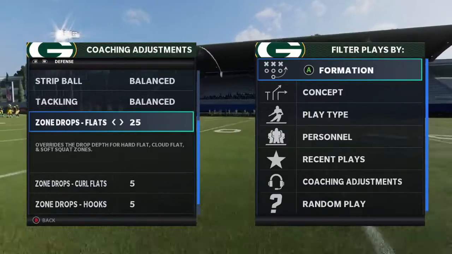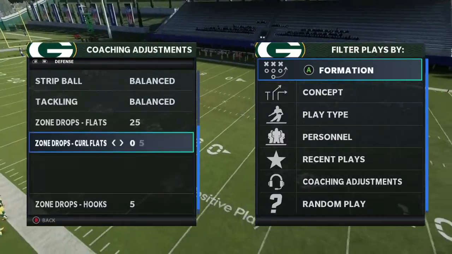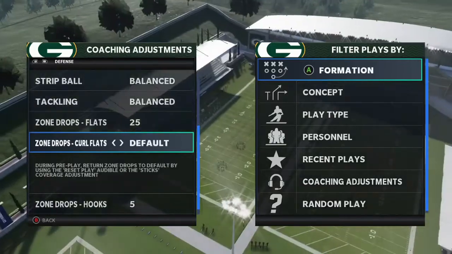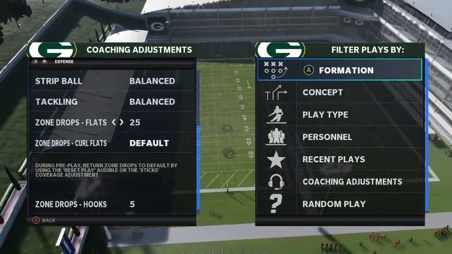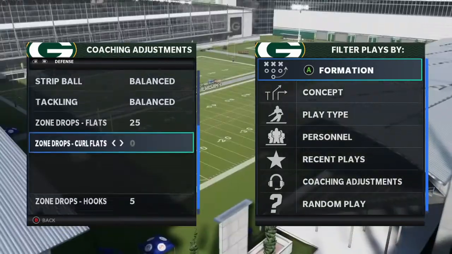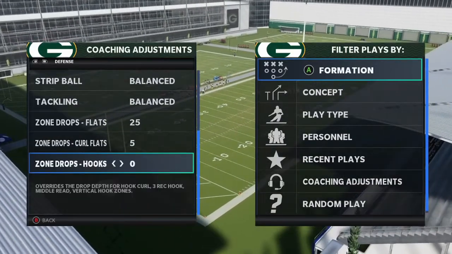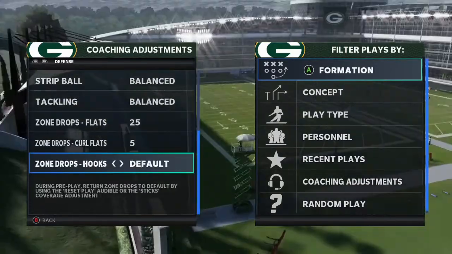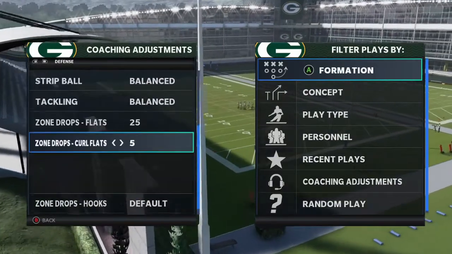Whereas a curl flat, the purple, is going to take its time getting to the sideline. So even if you have your curl flats at 25, you can still get beat to the sideline on a crossing route or a corner route. So put your flats on 25. I usually have my curl flats on 5 or 10. And hooks, this will vary. But the general rule of thumb is flats on 25, curl flats on 5.